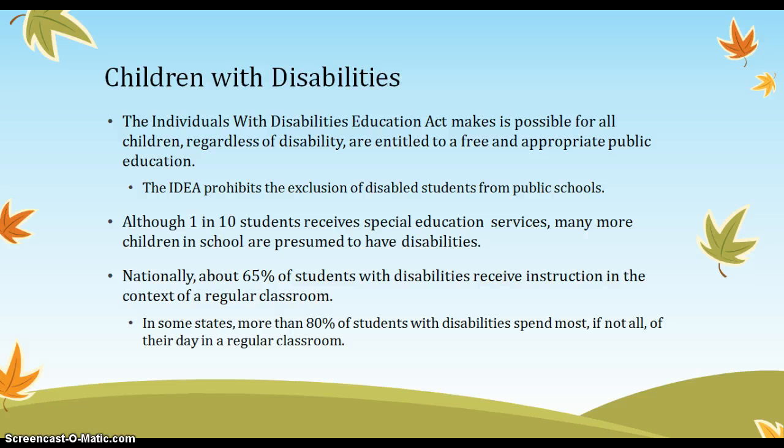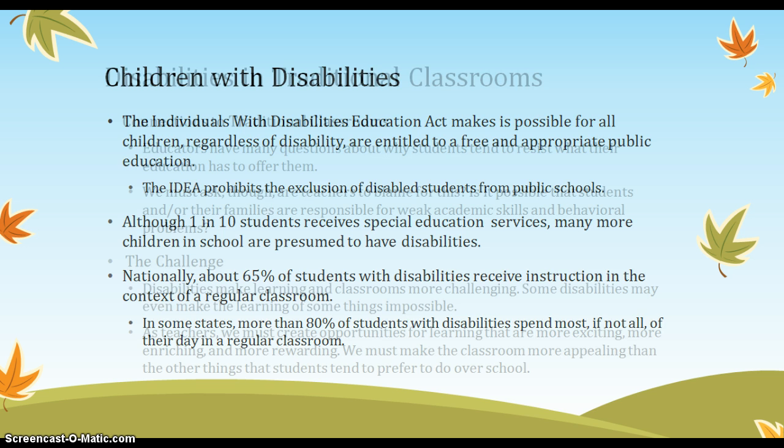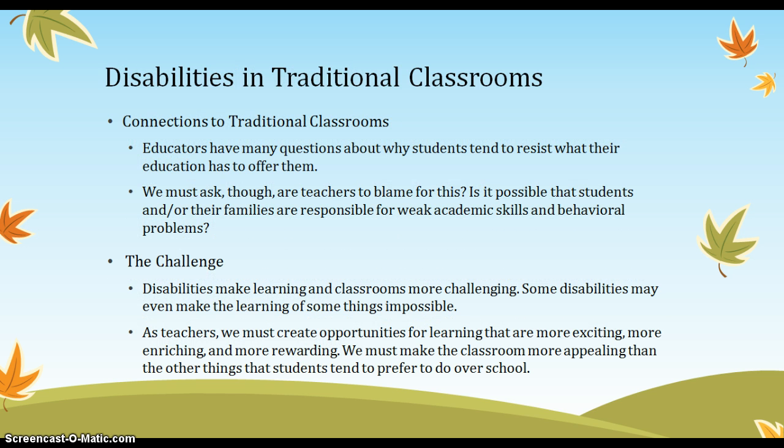About 65% of students with disabilities receive instruction in the context of a regular classroom, and in some states more than 80% of students are doing that. So that's pretty cool. Disabilities in traditional classrooms. Educators have many questions about why students tend to resist what their education has to offer them. We must ask, though, are teachers to blame for this? Is it possible that students and/or their families and the environments they're raised in are responsible for weak academic skills?